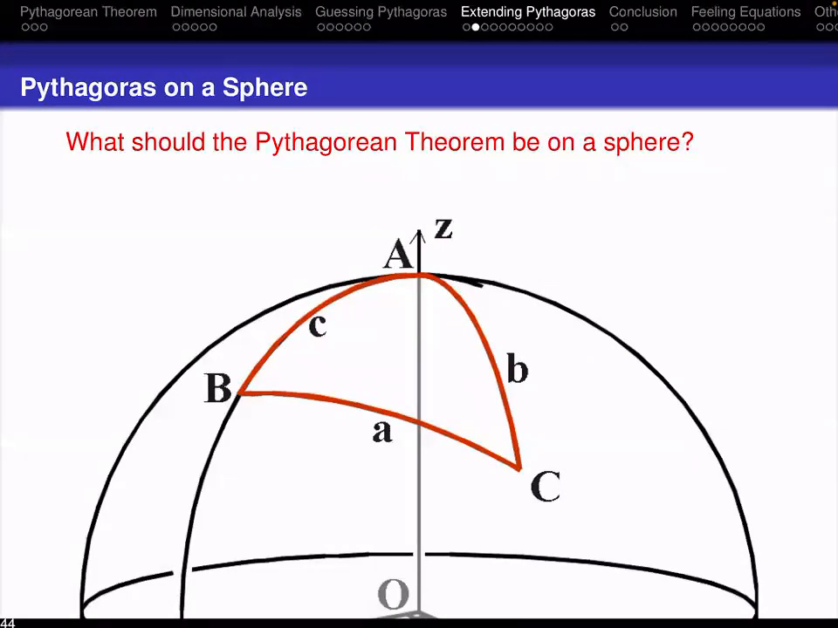Does anybody know what's true about the sum of the angles of a triangle in the plane? It's equal to 180 degrees. What about the sum of the angles of a triangle on a sphere? Anybody know what's true on a sphere? So it turns out on a sphere, it's always greater than 180.